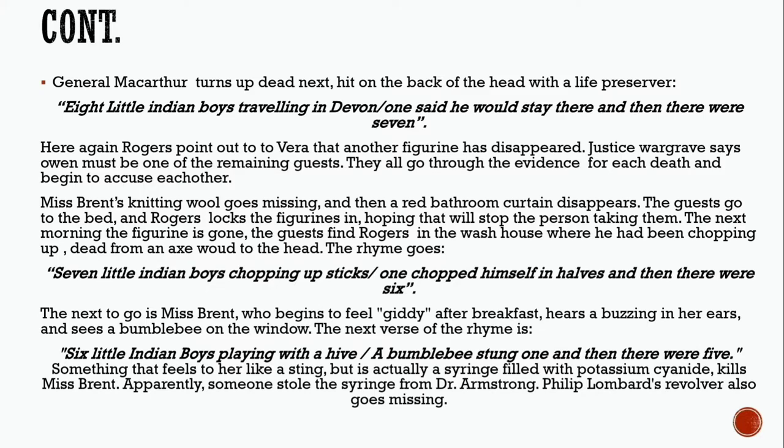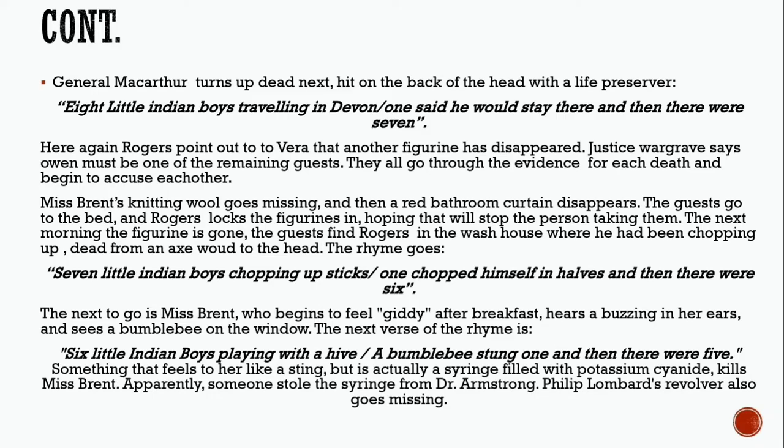So here actually Miss Brent got an injection on her neck. She was stung with that, and now the bumblebee is represented as an injection, which was injected in her neck. Now that injection did contain poisonous potassium cyanide. Now let's read ahead. Something that feels to her like a sting, but is actually a syringe filled with potassium cyanide, kills Miss Brent.